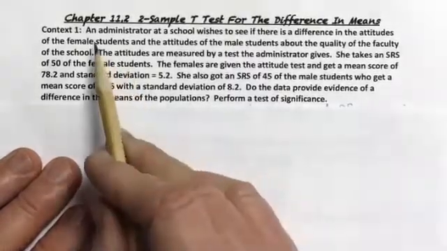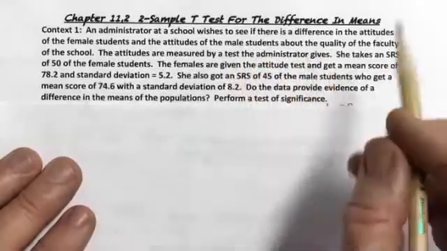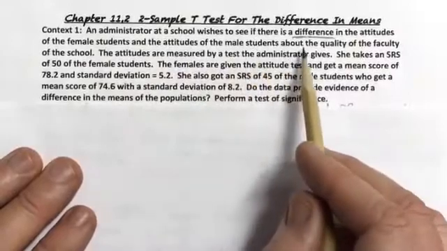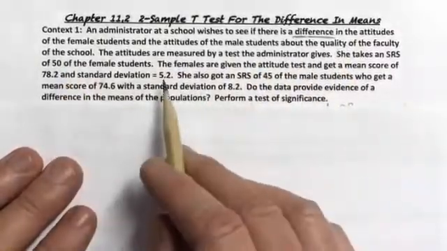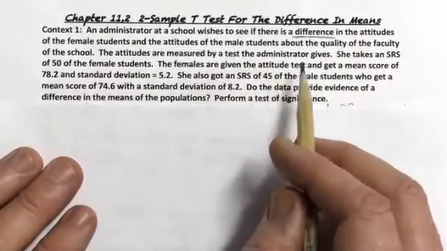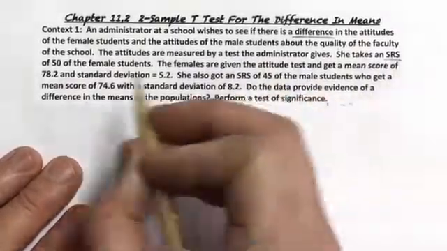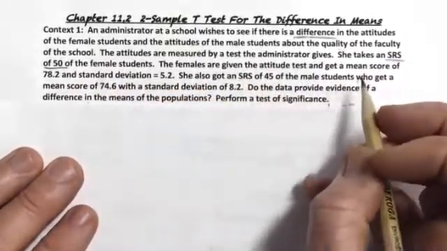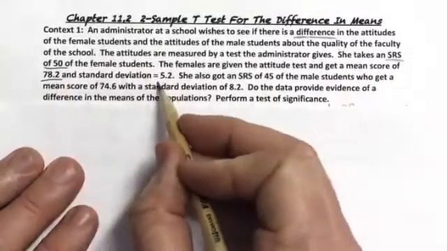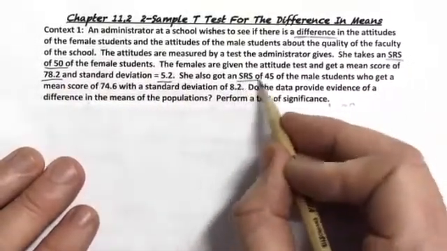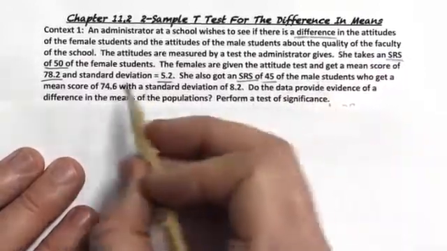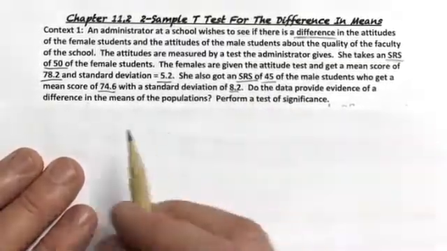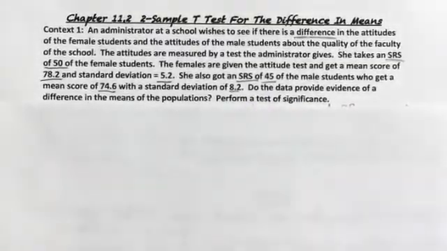So let's read this problem. It says an administrator at a school wishes to see if there is a difference in the attitudes of the female students and the attitudes of the male students about the quality of the faculty at the school. The attitudes are measured by a test the administrator gives. She takes an SRS, a simple random sample, of 50 of the female students. The females are given the attitude test and get a mean score of 78.2 and a standard deviation of 5.2. She also got a simple random sample of 45 of the male students who get a mean score of 74.6, standard deviation 8.2. Do the data provide evidence of a difference in the means of the population?